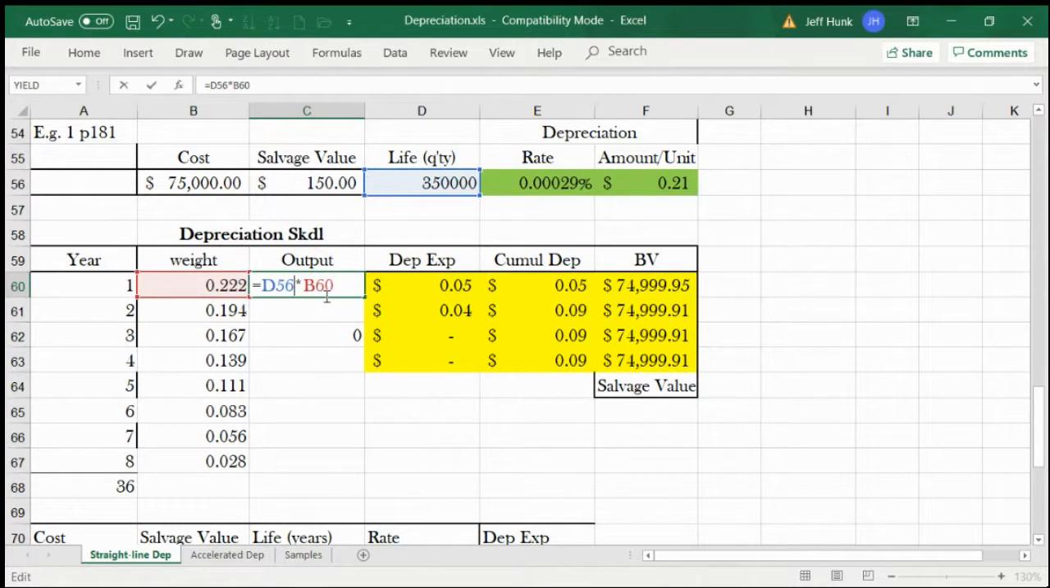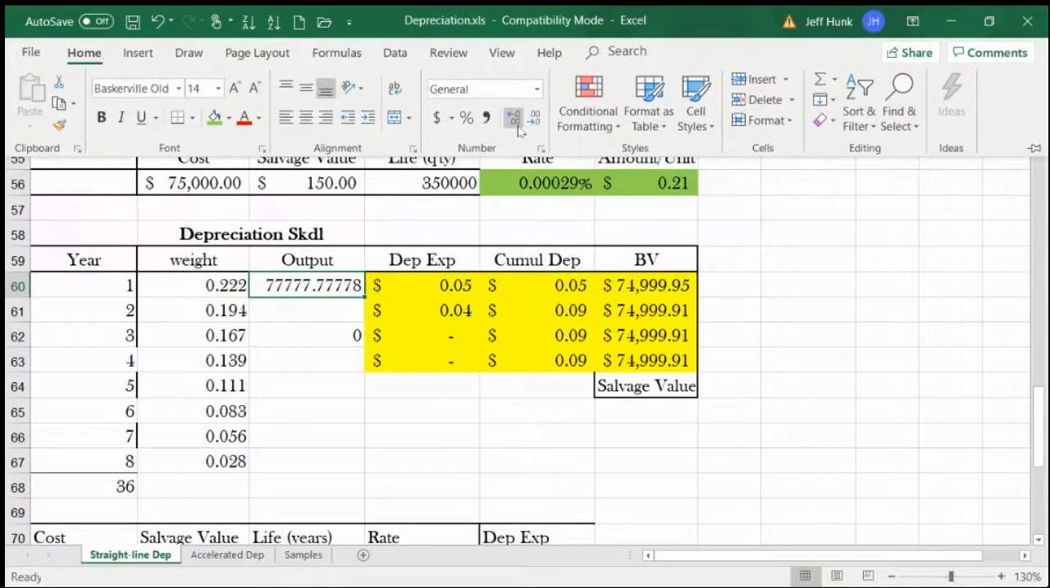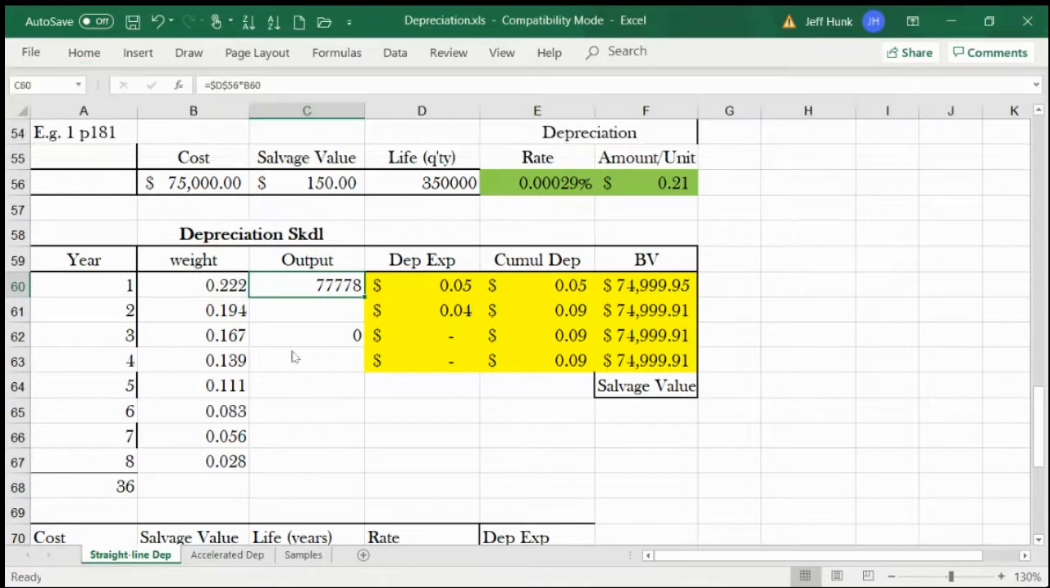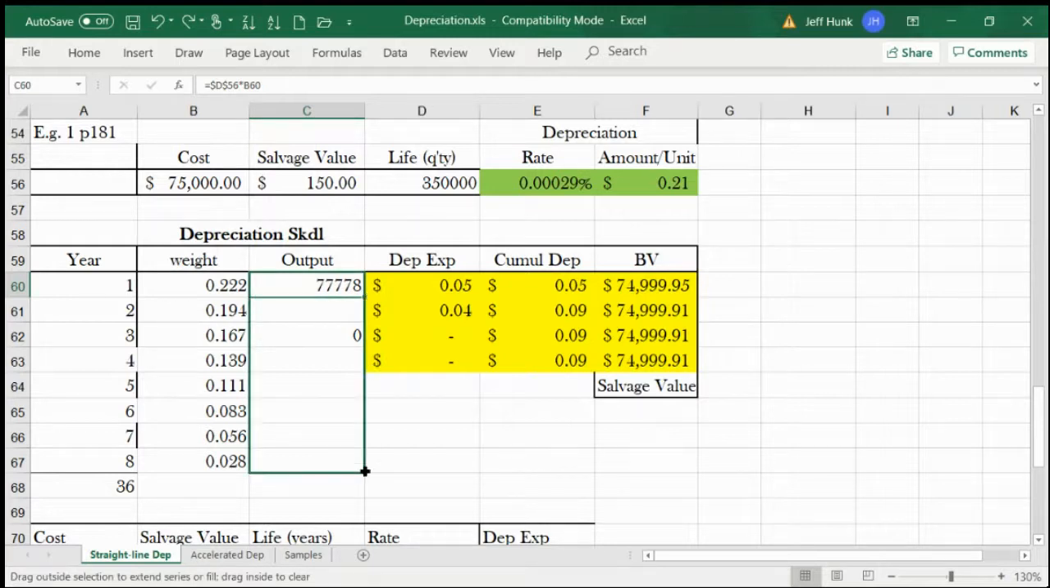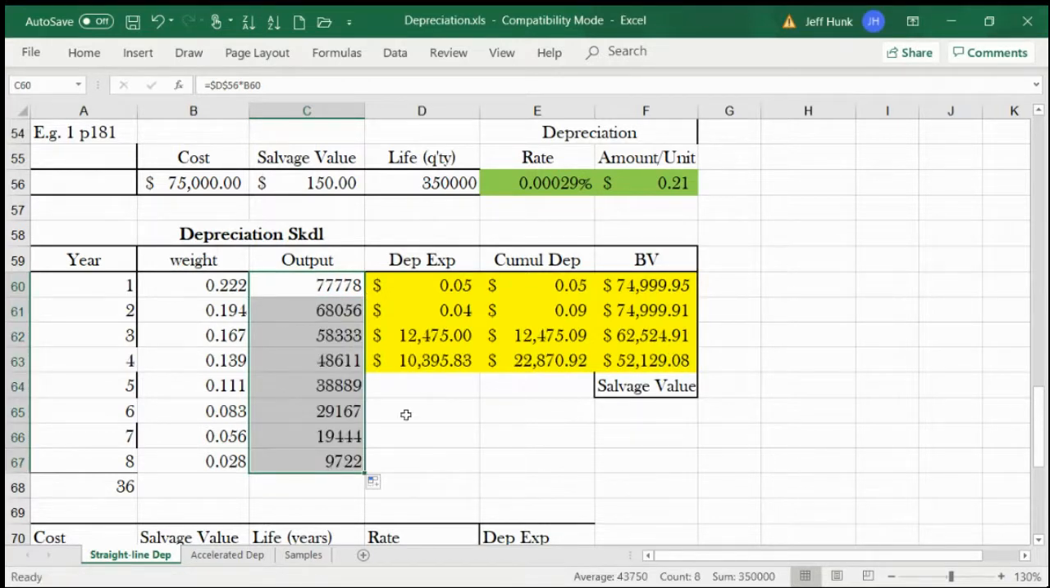I will lock D56 so I can copy and paste it. And of course, since we are dealing with physical units, the output would be rounded to the whole number. So I'm going to decrease decimals, rounded to the whole number or integer. And then I will simply drag it down. There you go.